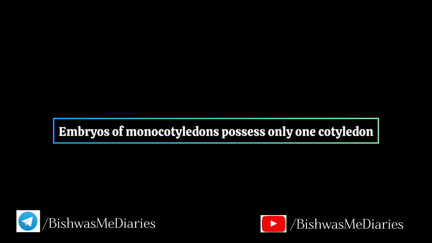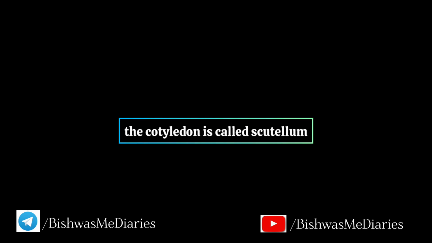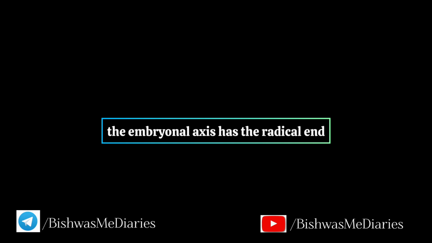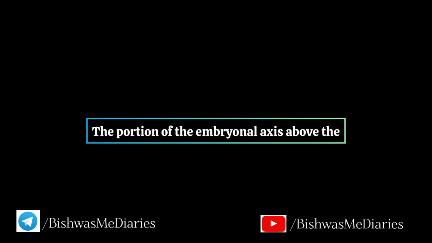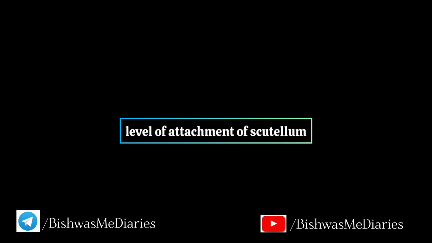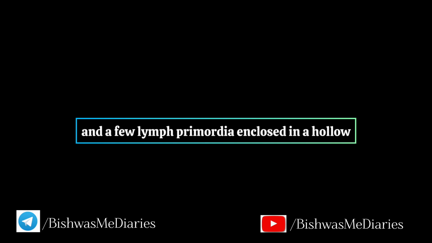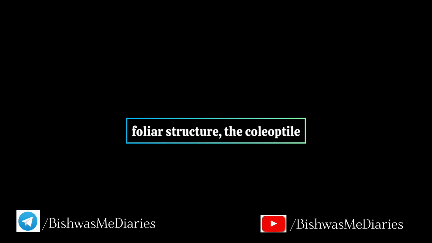Embryos of monocotyledons possess only one cotyledon. In the grass family, the cotyledon is called scutellum, that is situated towards one side, that is lateral, of the embryonal axis. At its lower end, the embryonal axis has the radicle and root cap enclosed in an undifferentiated sheath called coleorhiza. The portion of the embryonal axis above the level of attachment of scutellum is the epicotyl. Epicotyl has a shoot apex and a few leaf primordia enclosed in a hollow foliar structure, the coleoptile.